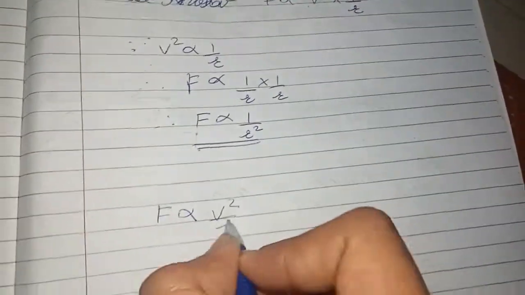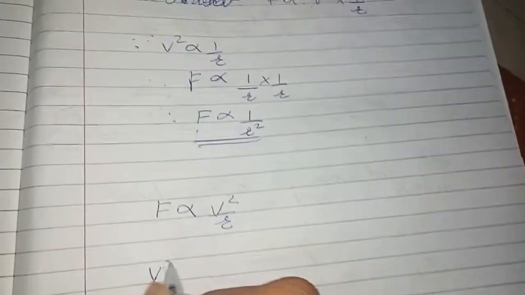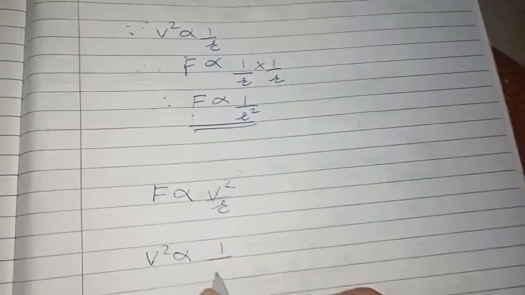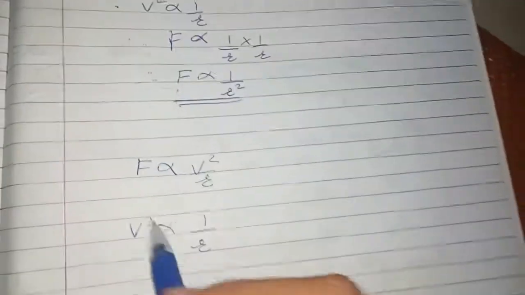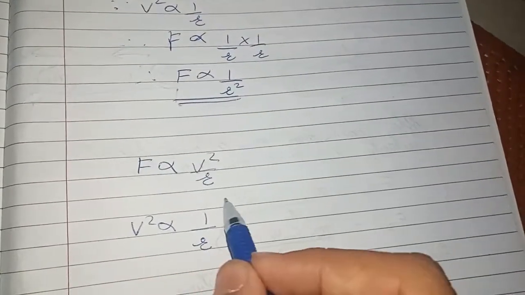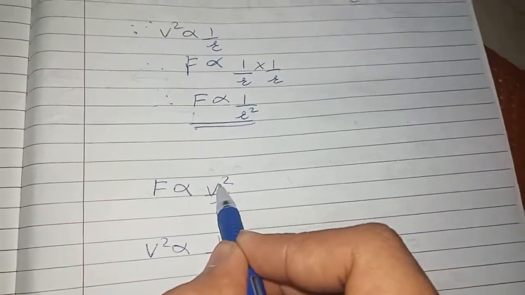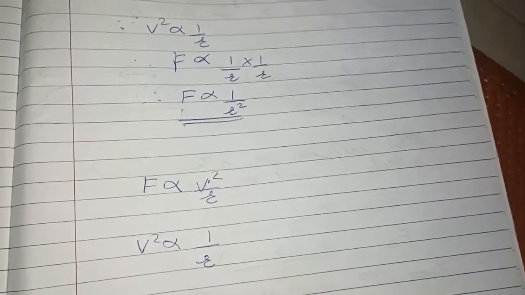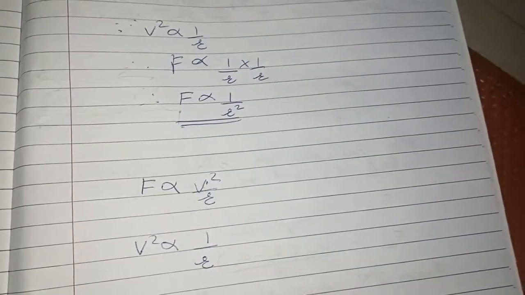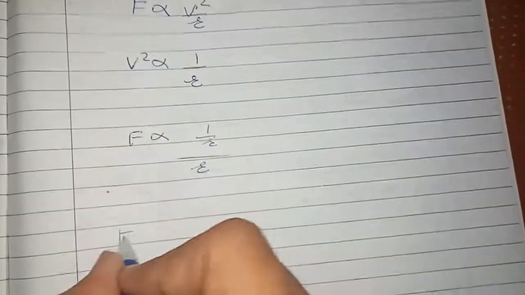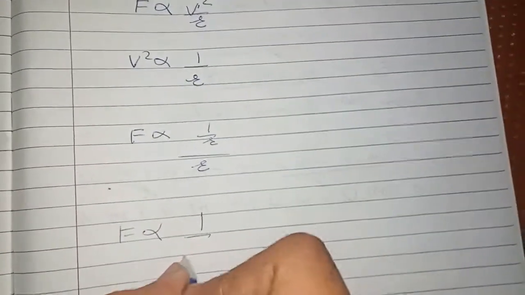If I write in 2 lines, we know that F is directly proportional to v square by r, and we derived that v square is directly proportional to 1 by r. So if we put this v square as 1 by r here, we can write that F is directly proportional to 1 by r upon r. So this r will go here, and we will get F is inversely proportional to r square. It's just a simple thing.